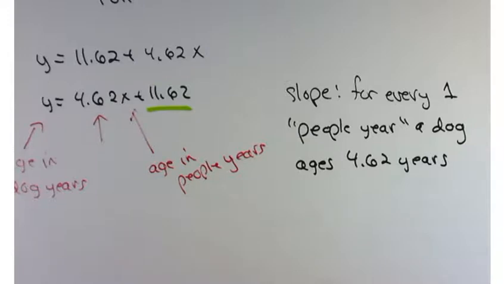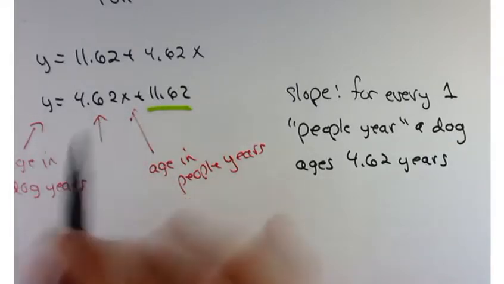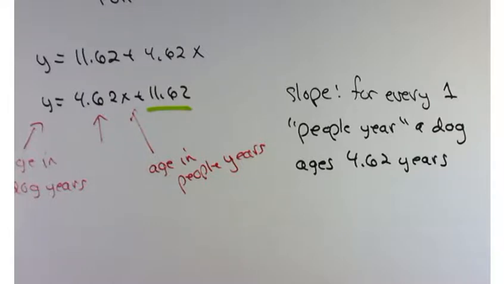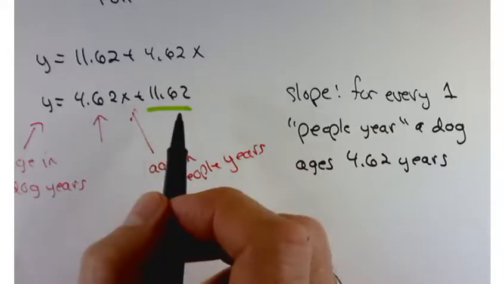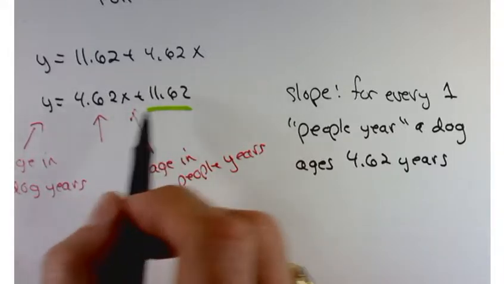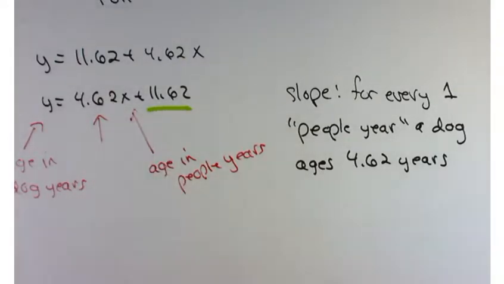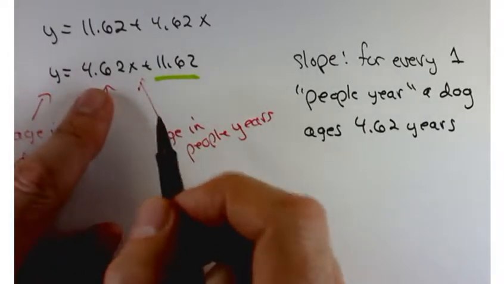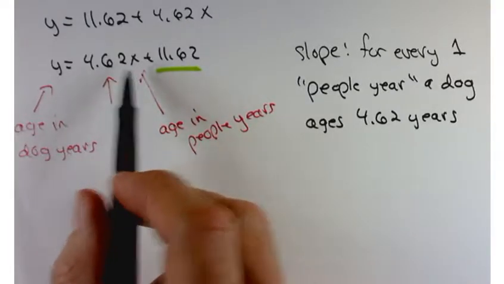Now, this does highlight something that Chris noted the other day, and that is you have to be careful making predictions outside of your data. That is, our data runs from 1 to 18. It's a little dicey once you move outside that range. In particular, it doesn't really make sense that at day 0, a dog is already equivalent to almost 12 years old. But what I'm more concerned about is you understanding the interpretation of the slope. Each additional person year adds 4.62 to the equivalent dog years. That's what I want you to be able to get out of this.